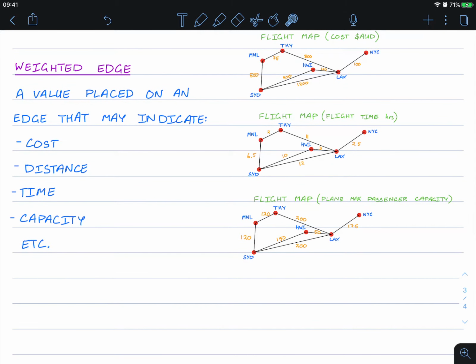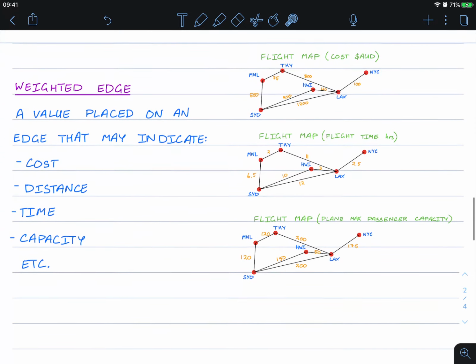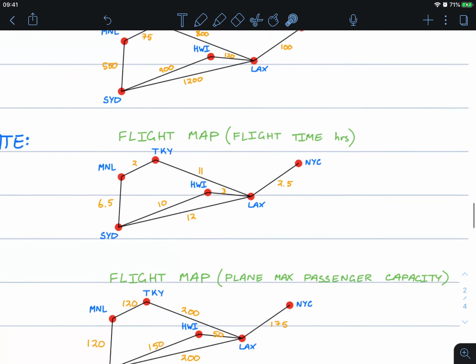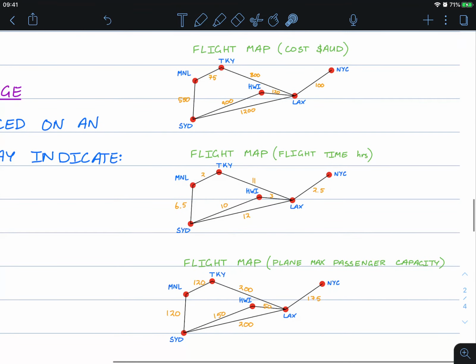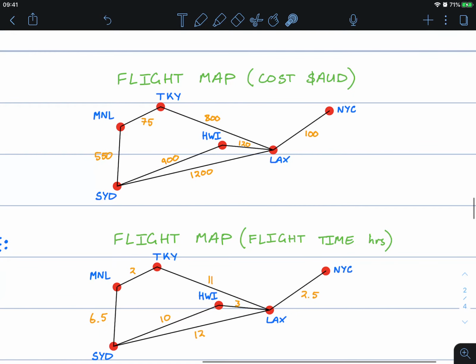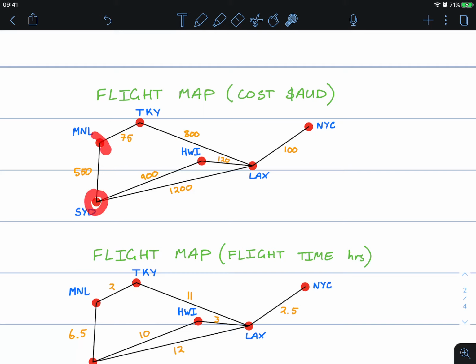Weighted edge. Weighted edges is just placing a value on an edge that may indicate almost anything. It could be cost, distance, time, capacity, etc. So I just made up this little flight map here. So we could put the cost in Australian dollars on each of the edges. So this graph represents all the flights from Sydney to Manila, $550. From Manila to Tokyo, $75. And I think you get the idea.